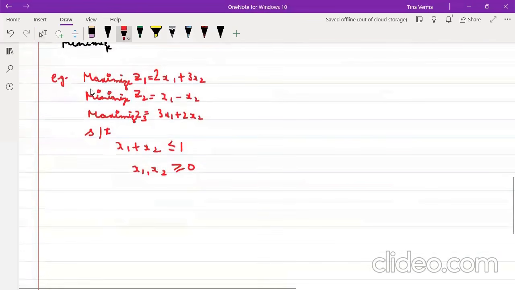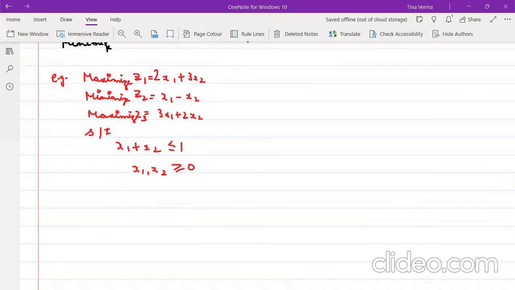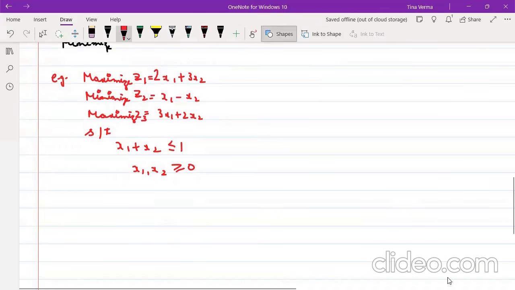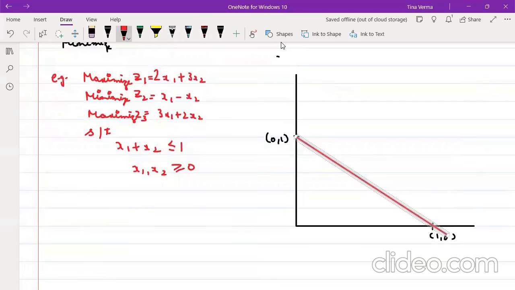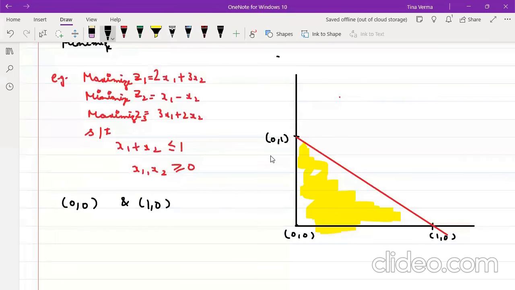Since it is in two variables, what can we use? We can use the graphical method. If I draw this constraint, the points will come 1, 0 and 0, 1. If you join these by a line, this is our line. And what will be my feasible region? The inner portion will be the feasible region. The boundary points are all my feasible solutions. So feasible solution मेरे क्या आ रहे हैं? 0, 0, 1, 0 and 0, 1.